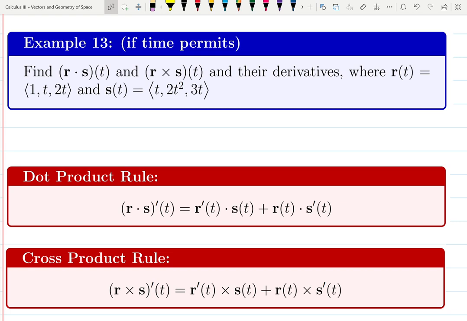Let's find the dot product and cross product of those two vectors, which is 1, t, 2t, and t, 2t squared, and 3t. Let's practice that. No, that's actually not too bad, except the cross product is annoying, but other than that, it's fine. So who wants to tell me the easy one? That is the dot product.